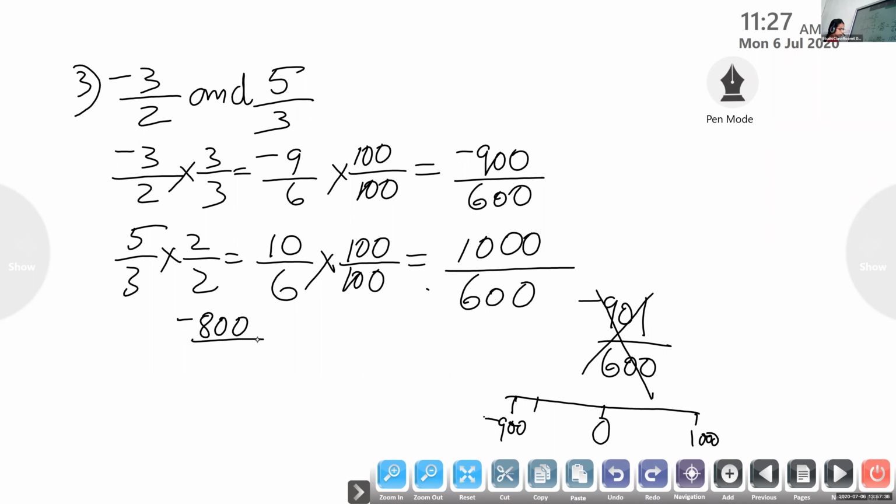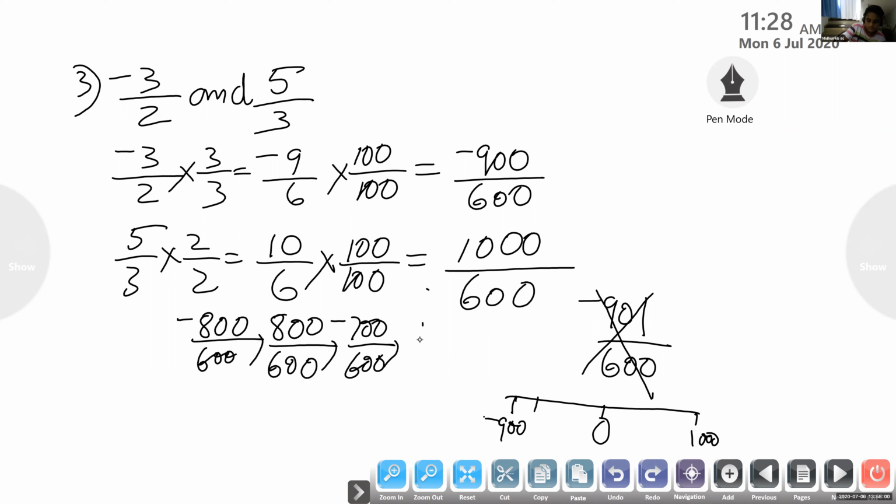Negative 899, negative 800, positive 800 also, and 600. Then negative 700 you can write. And 1 by 600 also you can write, and negative 72 by 6, very good. Any of the numbers you can write, any 5.